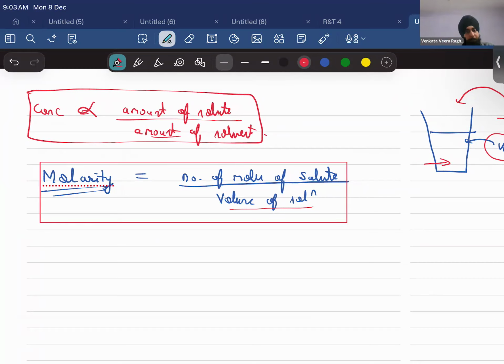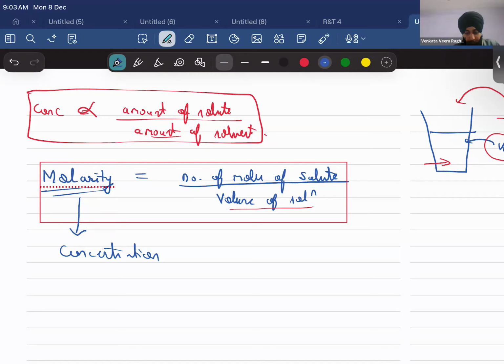In AP they have just two concentration terms. One is molarity, one is mole fraction. Nothing else. So they say concentration as molarity only. Whenever they write concentration, it means you have to find the molarity, or if they have given you concentration, they have given you the molarity term.